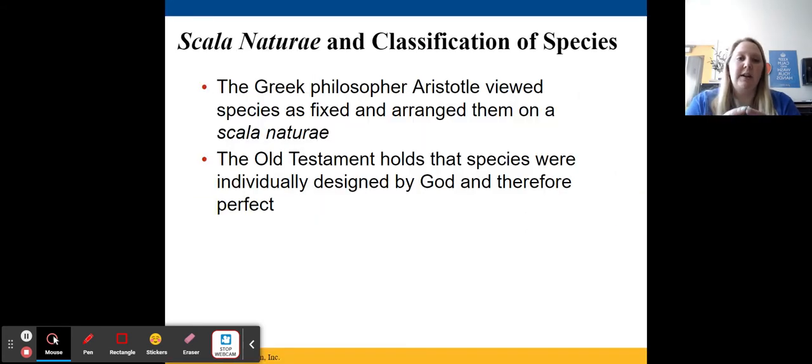The Greek philosopher Aristotle viewed species as fixed and arranged them on some type of an evolutionary tree, or a tree of life. This held true to the Old Testament that says that species were individually created by God and therefore they were perfect and unchanging.